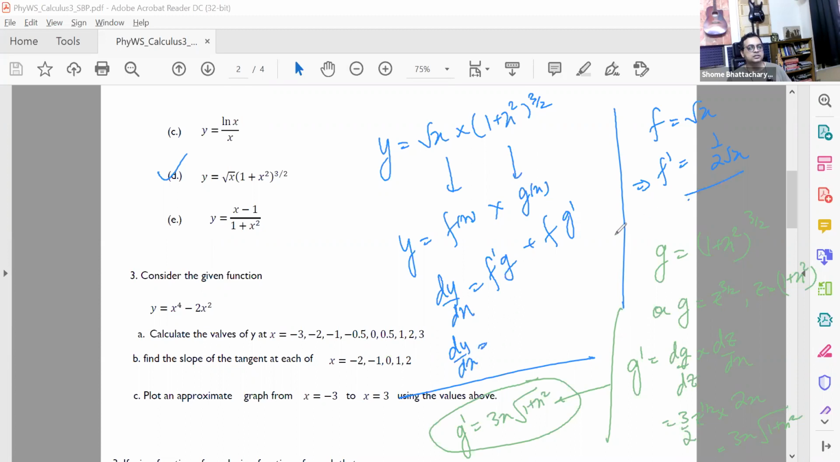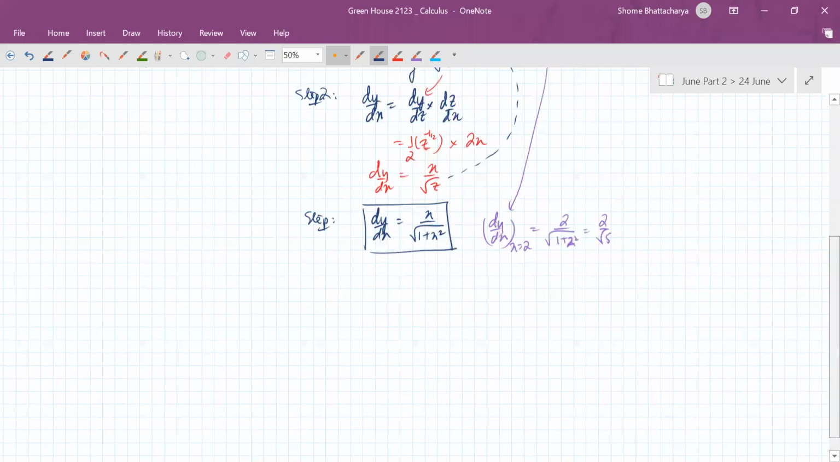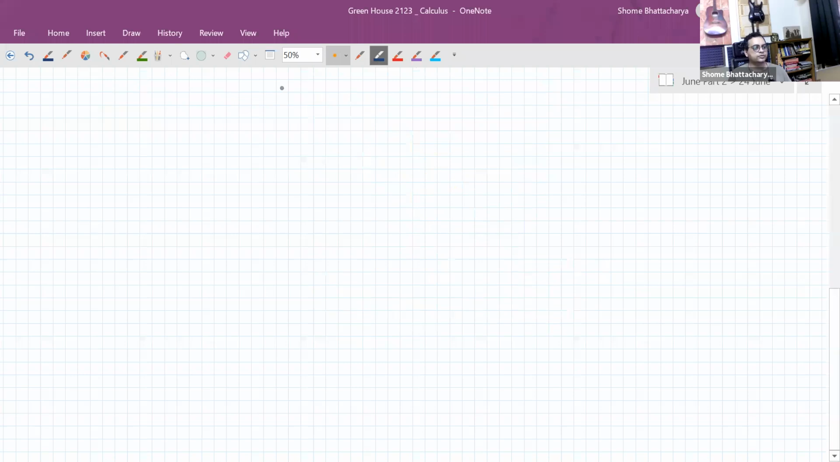f prime, which we have seen as this, 1 by 2 root x into g. Now g is what? (1 plus x squared) to the power 3 by 2. So this whole thing plus f, which is root x, into g prime, which is 3x into square root of 1 plus x squared. And then also what you can do is take square root of 1 plus x squared common, so simplify it a little bit further. So it becomes 1 plus x squared upon 2 root x. Yes, correct, very good. So I'll just simplify it for you.